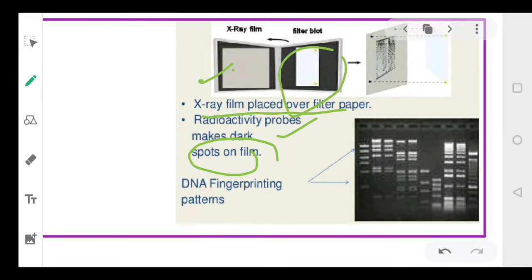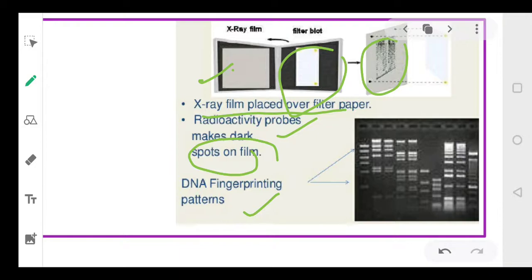Once we put it on the filter paper, we will obtain certain marks, like this kind of marks will be obtained. These are nothing but what are called DNA fingerprinting patterns. They are referred to as DNA fingerprinting patterns. Okay, everyone, they are referred to as DNA fingerprinting patterns.